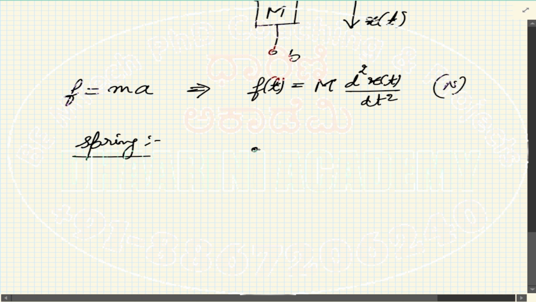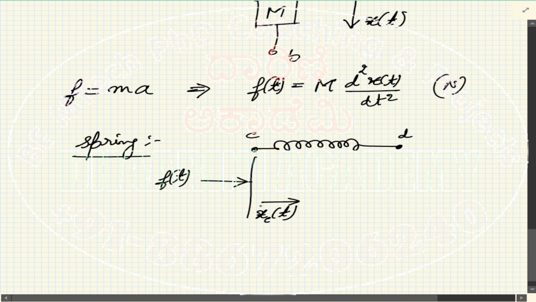Now the representation of the spring could be like this. It has two ends. Maybe this is C, this is D. Now if I apply, say, the force at this point, say this is f of t, on this side I'm going to have xc of t as the response. It moves by a distance called xc of t.